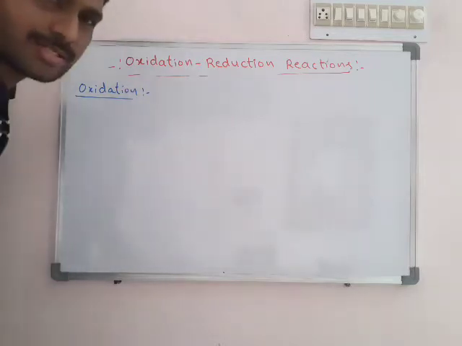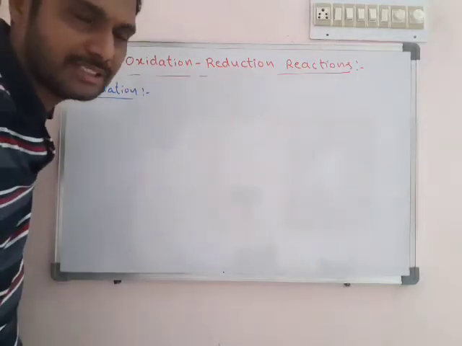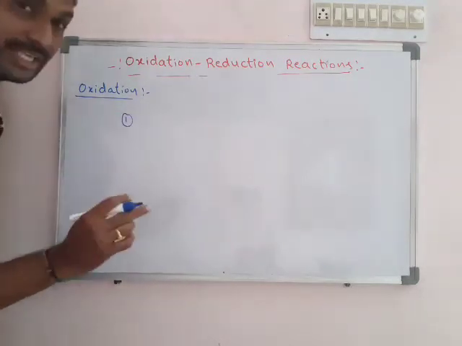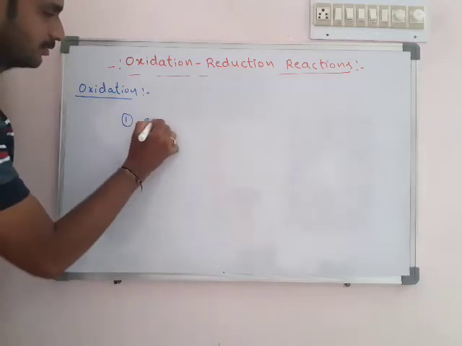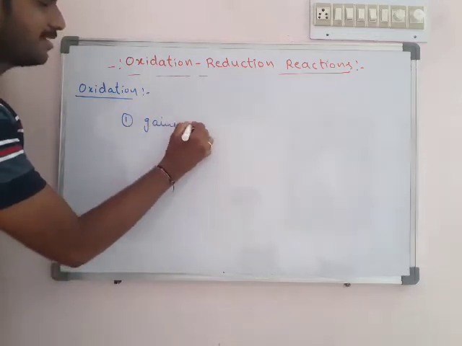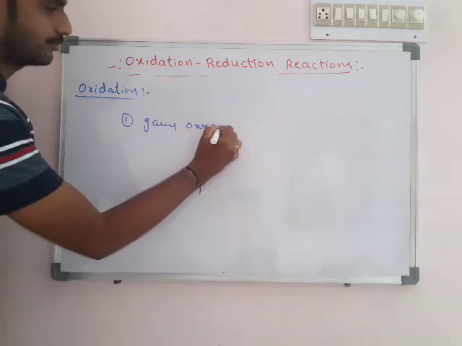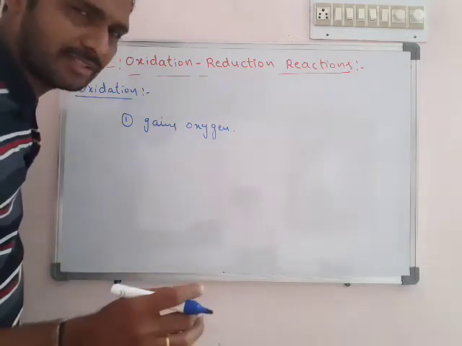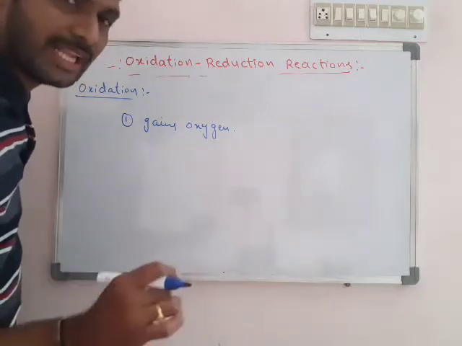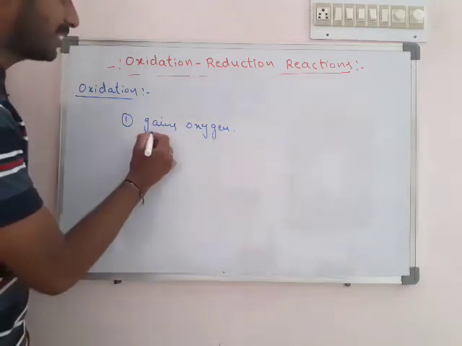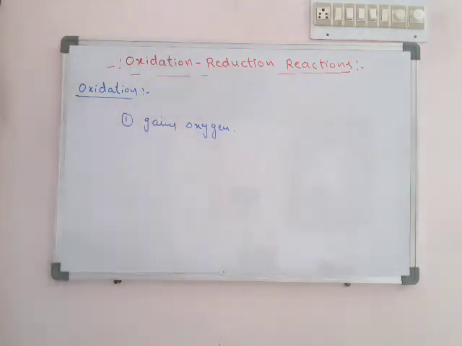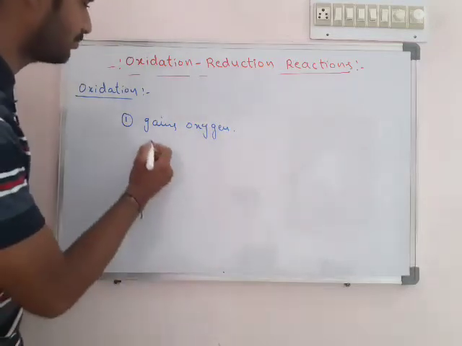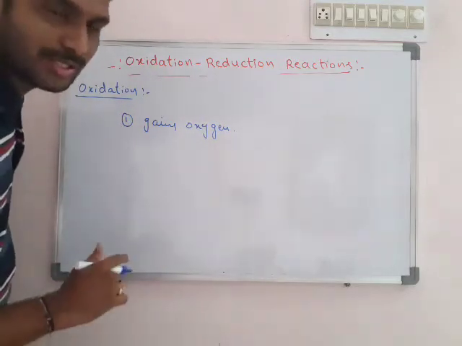We can define the oxidation reaction in different terms. If a substance, element, whatever, a chemical species gains oxygen, it may be one gain, two gain, three gain, whatever it is. If it gains oxygen, that will be treated as oxidation.